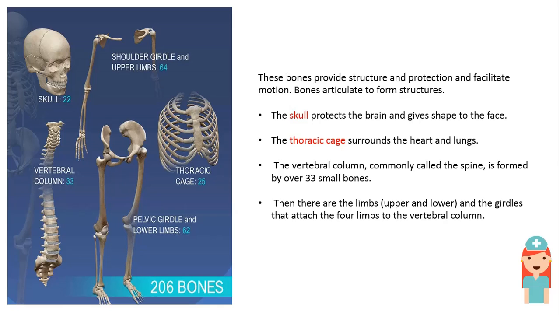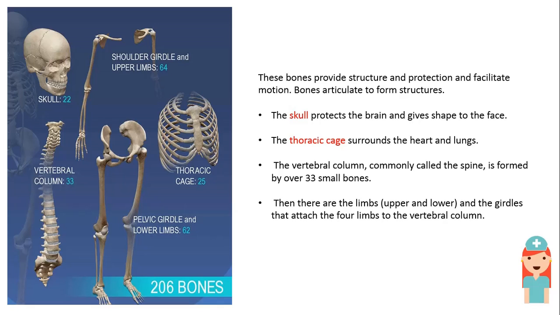Now talking about the shoulder girdle and the pelvic girdle. The shoulder girdle comes under the upper limbs, and the pelvic girdle comes under the lower limbs. The pelvic girdle and lower limbs have 62 bones, whereas the shoulder girdle and the upper limbs have 64 bones. So just remember like this: skull 22, thoracic cage 25, vertebral column 33, pelvic girdle and lower limbs 62, and the last is shoulder girdle and the upper limbs 64.